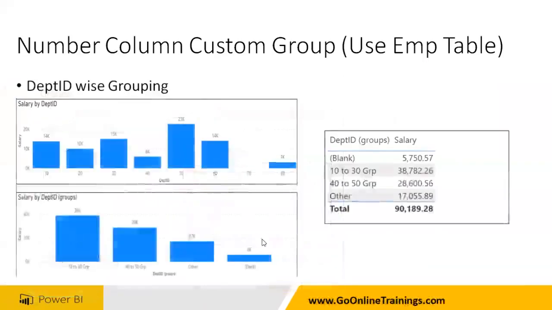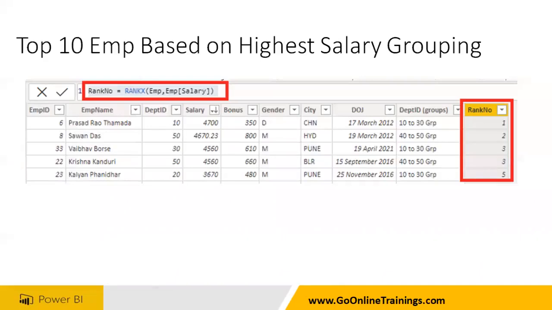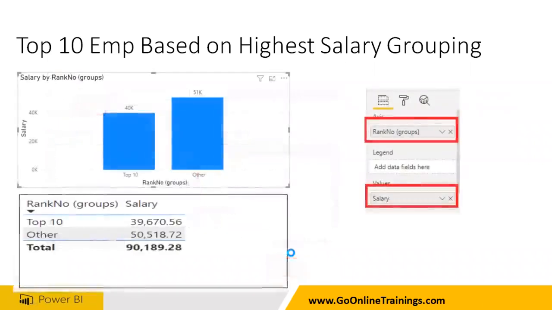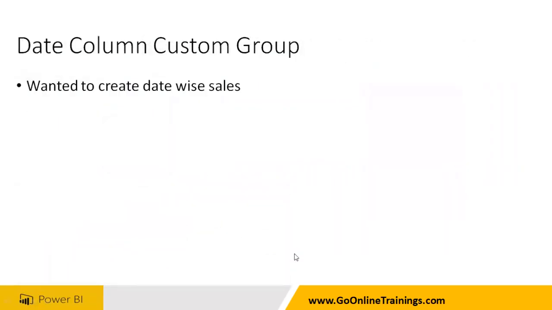Okay, now. This is pretty much easy. If you wanted to perform a rank-wise top 10 employees' salary, I would like to have them in one group, and the remaining people will be in one more group. You can create a DAX function and get the rank. After that, you take these 5 rows and create a group, and the remaining people will be in another group. Like that, you can create the top 10 employees based on the highest salary. Top 10 salaries will be in one group, and the remaining people in another group. Okay?